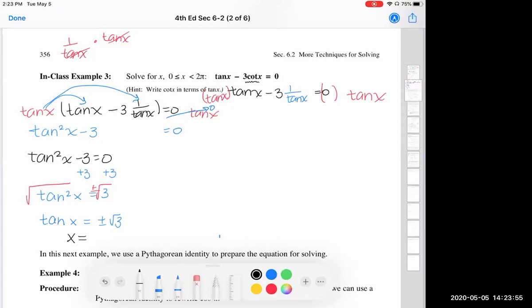So I have radian measure. We'll use radian measure. So I want our answer to be x is equal to, well, where is tangent 60? Tangent is 60 at pi over 3, at 2 pi over 3, 4 pi over 3, and 5 pi over 3.